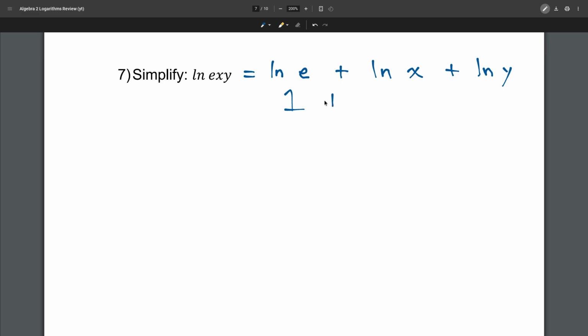Okay, so we have 1. We don't know what x is, so we're going to leave that as the natural log of x. And we don't know what y is, so we'll leave this as plus the natural log of y. And there we go. That's our solution for that one.